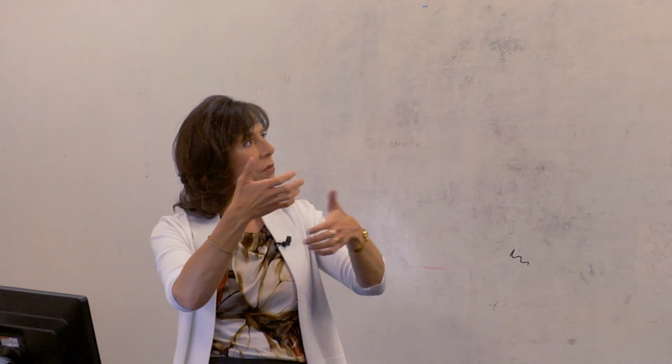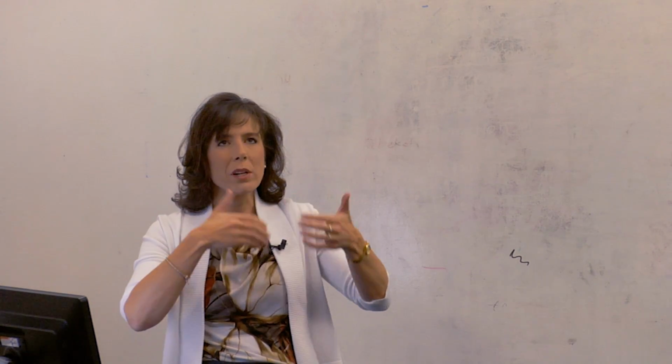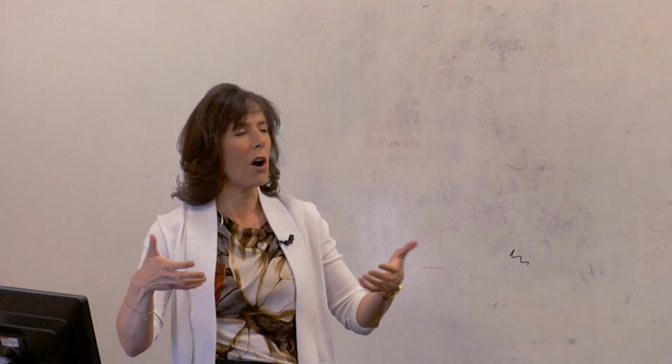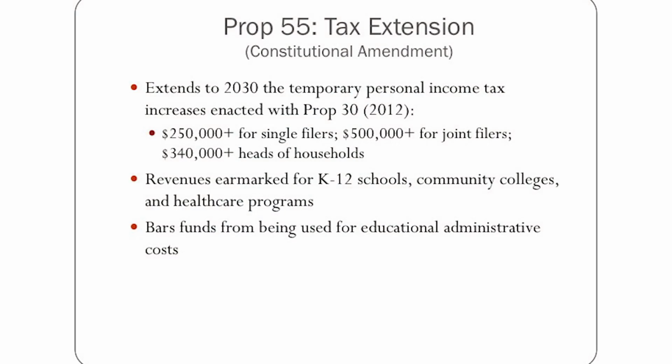So as we were wrestling with what could possibly happen in late August, our lobbyists in Sacramento said, well, there's always the prospect of a gut and amend, which would be not great from an advocacy position, because it would mean no time to try to go back and correct anything that we didn't object to. So. Okay, Prop 55, tax extension.